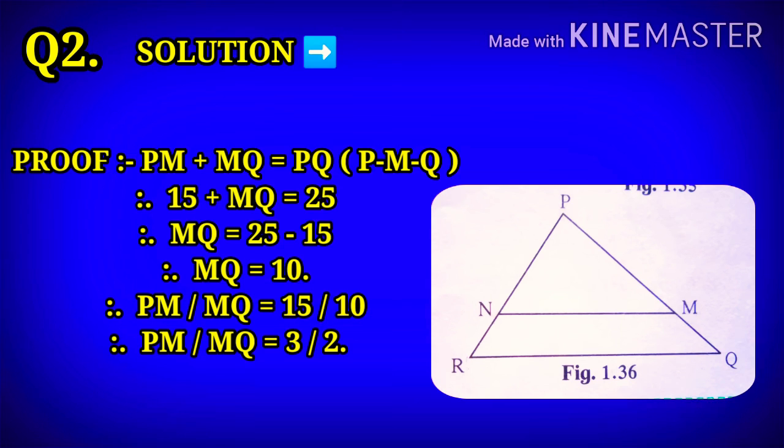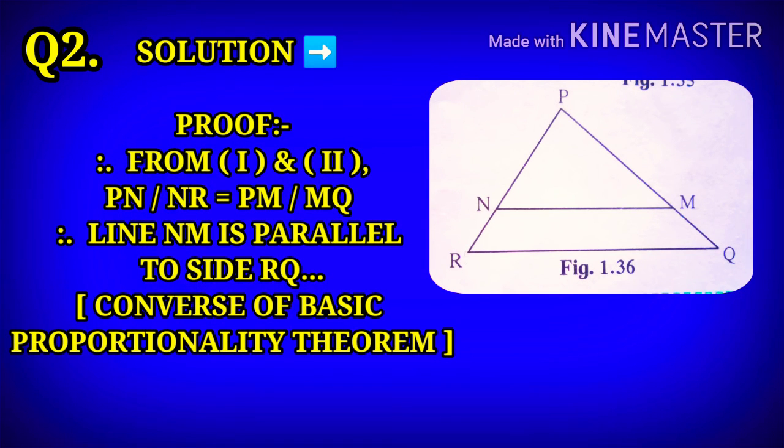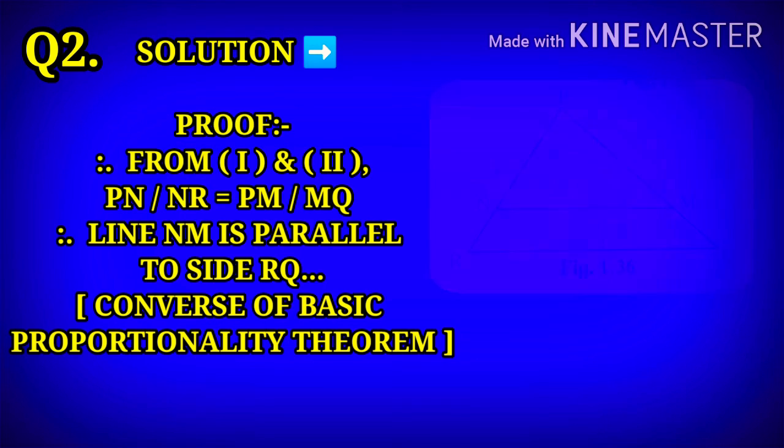Now we will substitute this value to find the ratio. That is, PM upon MQ is equal to 15 upon 10. Therefore, PM upon MQ is equal to 3 upon 2. So, from 1 and 2, we come to a conclusion that PN upon NR is equal to PM upon MQ because their right hand sides were equal, that is 3 upon 2. That is why line NM is parallel to side RQ because of the converse of basic proportionality theorem. This was all for question number 2.